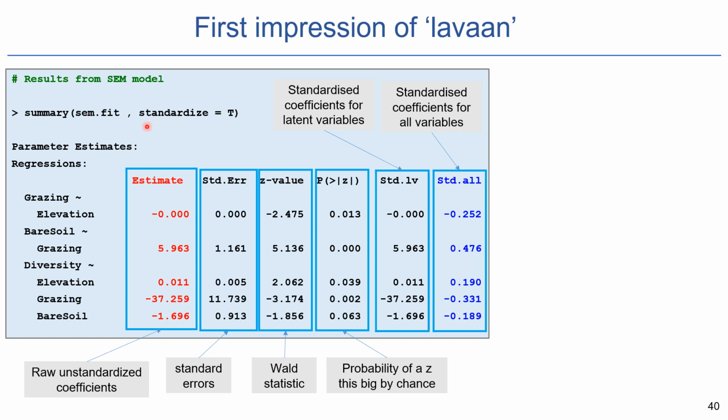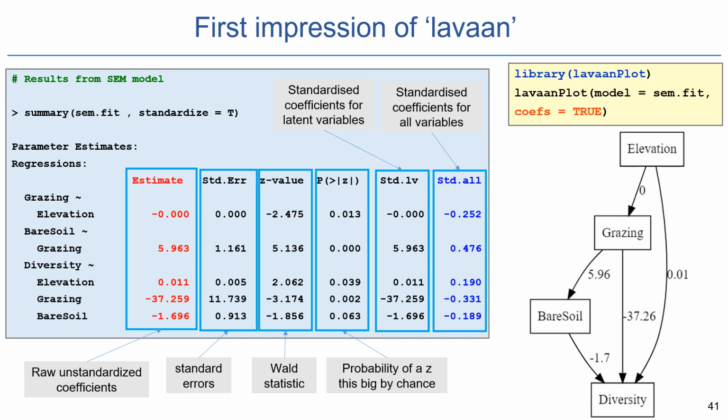If you specify the argument standardized equals TRUE in the summary function for our fitted model, then it also gives us two additional columns. The first column shows the standardized coefficients for latent variables, while the last column gives the standardized coefficients for all variables. We don't have latent variables here, so it should be the same as the raw estimates. But here I highlighted in red and blue the raw and the standardized all regression coefficients.